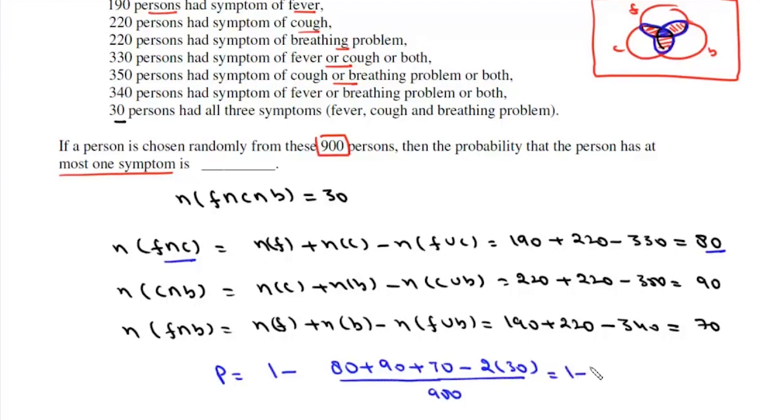Now this is 1 minus 180 by 900. Now this is 1 minus 1 by 5, which is 4 by 5. And 4 by 5 is 0.8. So the answer to this question is 0.8.